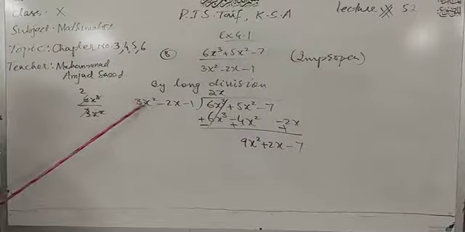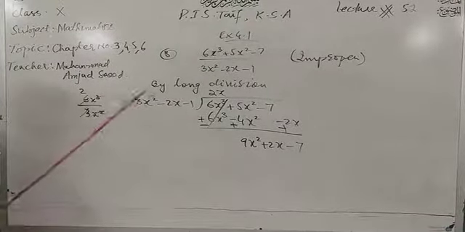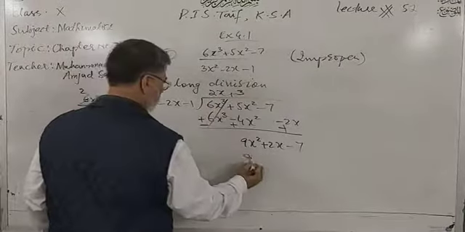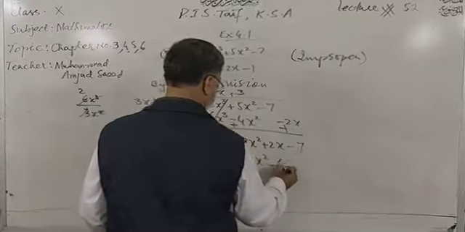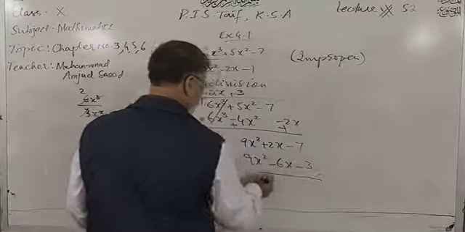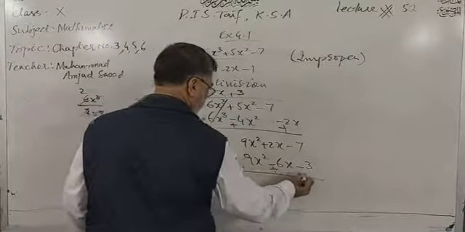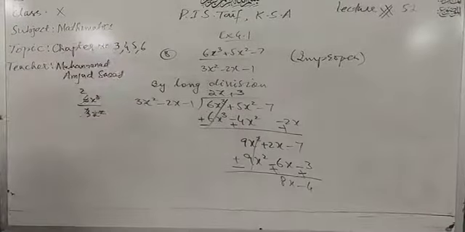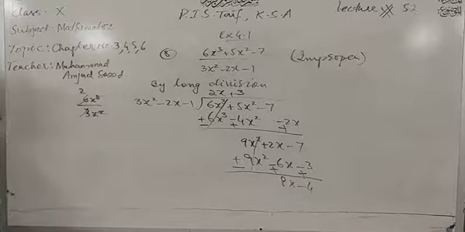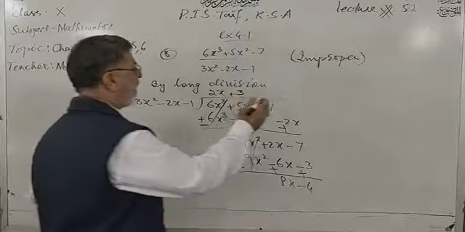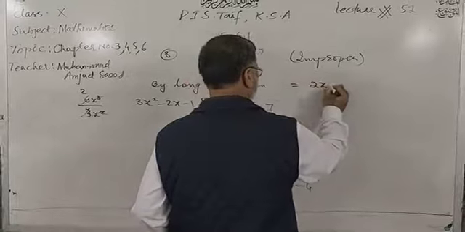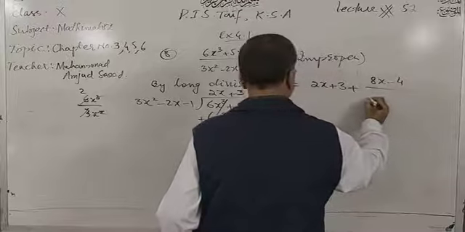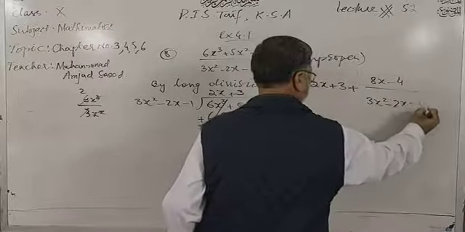Again, with the help of the first term you want to make the first. What do you need? 9x square divided by 3x square, this will be plus 3. So 9x square minus 6x minus 3, change the sign, that will be 8x minus 4. Dear students, you can write down this fraction as 2x plus 3 plus 8x minus 4 over 3x square minus 2x minus 1.